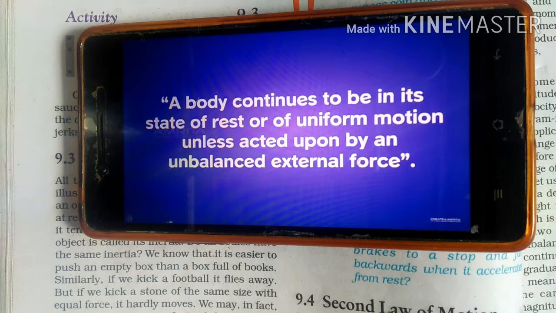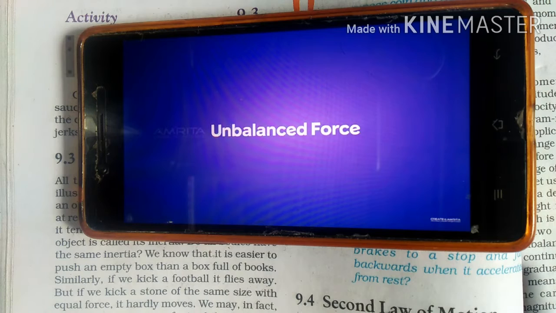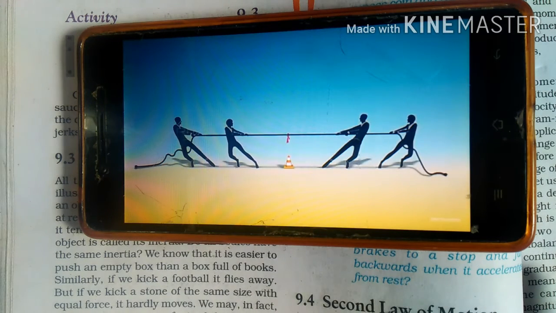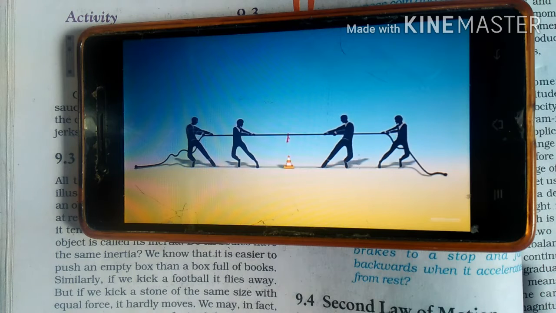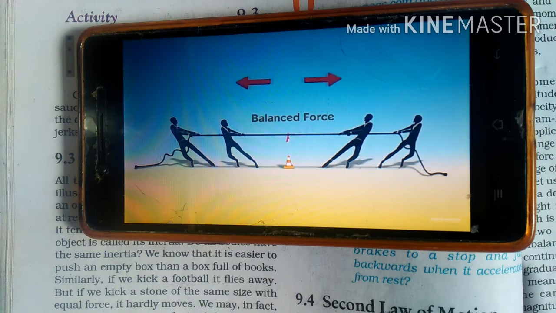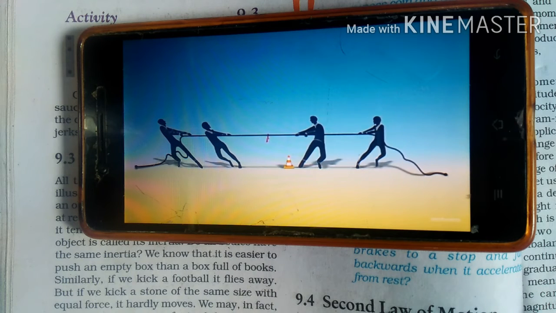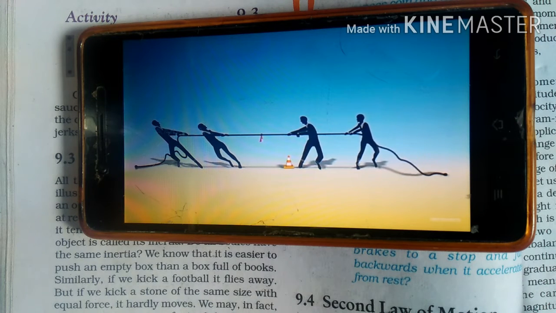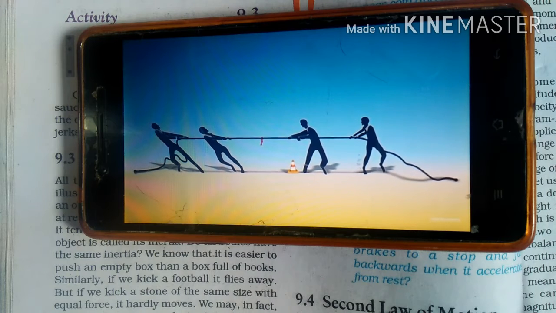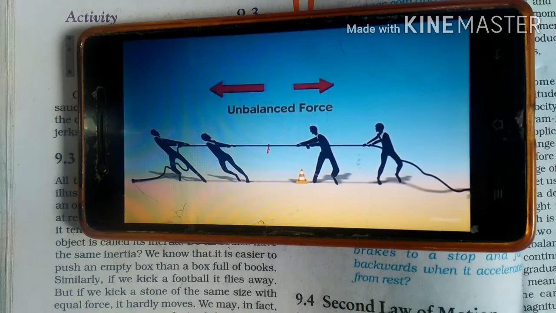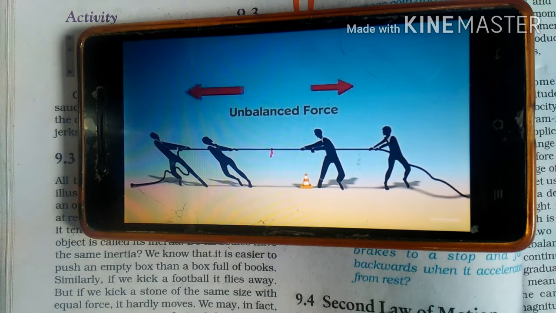To understand Newton's first law, you need to understand what unbalanced force is. If you have seen a game of tug of war, you would have seen two teams pulling a rope in opposite directions. If the rope doesn't move, the forces applied by the teams are balanced forces as they are of equal magnitude in opposite direction. If one of the team applies greater force, it pulls the other team and the rope towards their side. In this case, the forces are unbalanced as the two forces are of unequal magnitudes in the opposite directions.